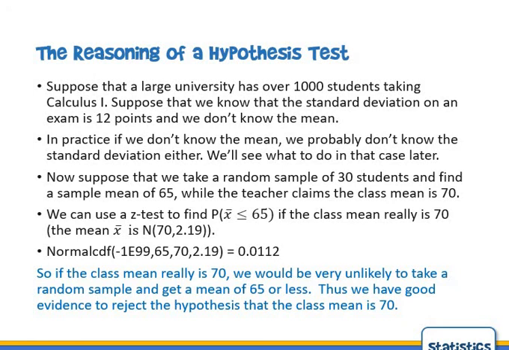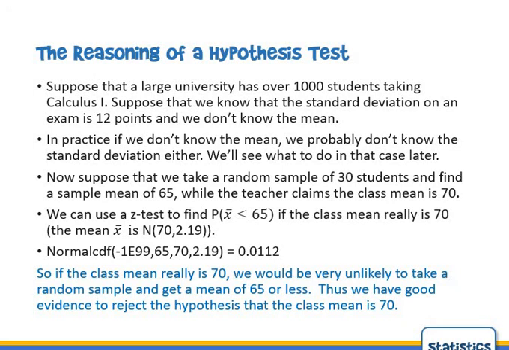So we could do normal CDF, negative 1e99 to 65, with a mean of 70. And we're talking about x bar, so a standard deviation of 2.19. And it turns out it's about 1%. Okay? So here's the overall idea of the hypothesis test.